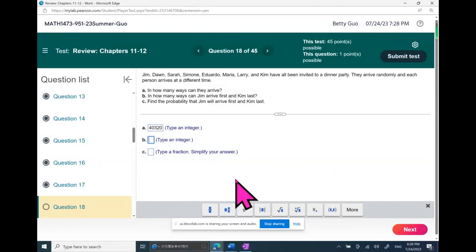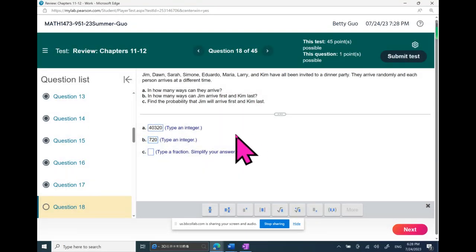Part B. In how many ways can Jim arrive first and Kim last? That's going to be 6 factorial. Let me enter the answer first and I'll explain why. 6 factorial is 720.